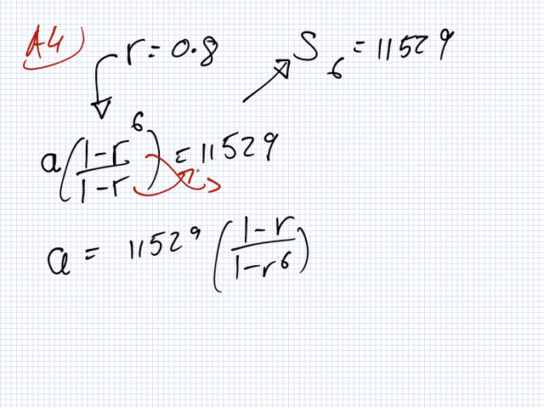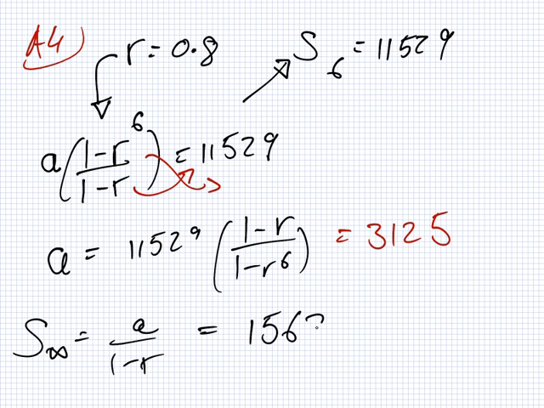Right, so 11529 times 1 minus 0.8 over 1 minus 0.8 to the power 6. So I got a is 3125. That's the first term. Now the sum to infinity, S infinity, is a over 1 minus r. So I'll just put that in on my calculator, and you should get 15625. Yeah? Yes?